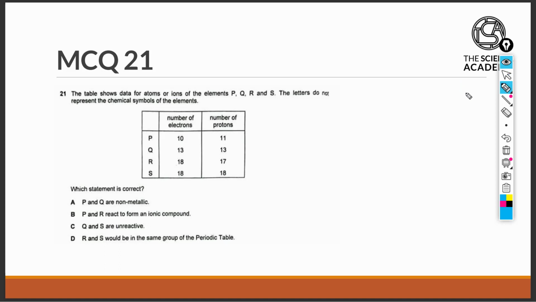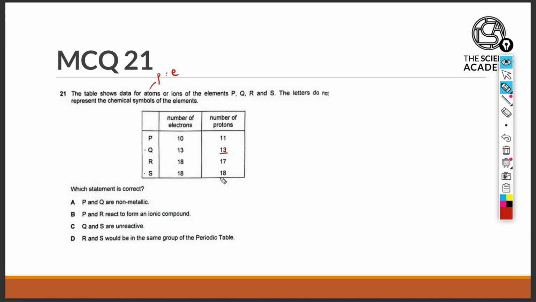Question 21. The table shows data for atoms or ions of the elements P, Q, R, and S. The letters do not represent the chemical symbols of the elements. Which statement is correct? We know that for atoms, the proton number is equivalent to the electron number. So from the table, we can straight away see that Q and S are going to be atoms.